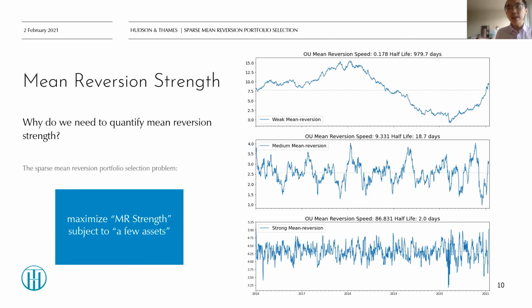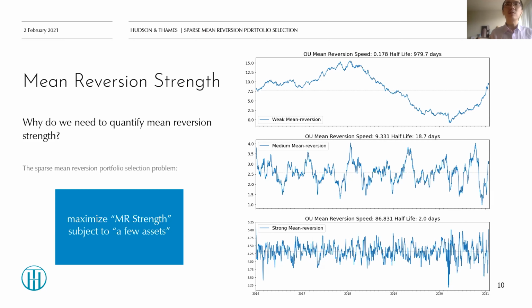And the second example is a portfolio with medium mean reversion strength. It will take half a month to mean revert. And the last portfolio is the strongest mean reverting one. It almost looks like noise. It will take 2 days just to mean revert. So we need a quantity to quantify the mean reversion strength.